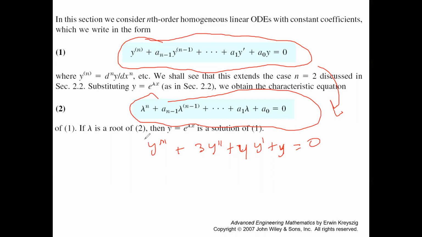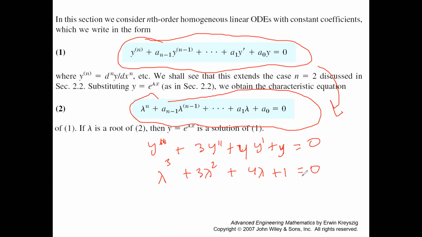So the characteristic equation of this equation, this triple prime, is lambda cubed plus 3 lambda squared plus 4 lambda plus 1 equal to 0. And then the same thing as we did for the second order, we try to find the roots. What will be lambda 1, lambda 2, and lambda 3 over here?